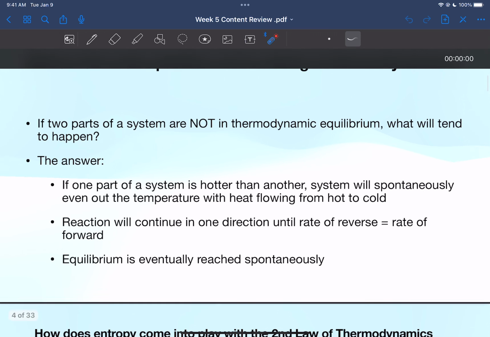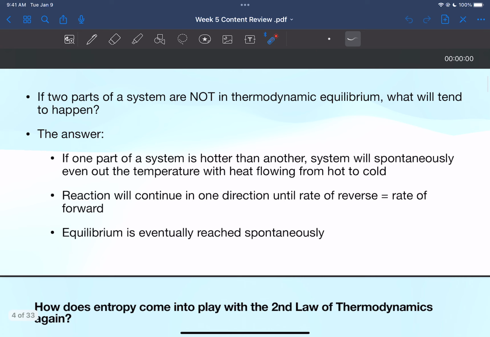Remember in earlier units, we were talking about if you have a hot object and a cold object, the hot object will transfer heat, and the energy will go from hot to cold, basically. So these are some of the answers to that question of what will tend to happen. If one part of a system is hotter than another, the system will spontaneously even out the temperature by flowing energy from the hot object to the cold object.